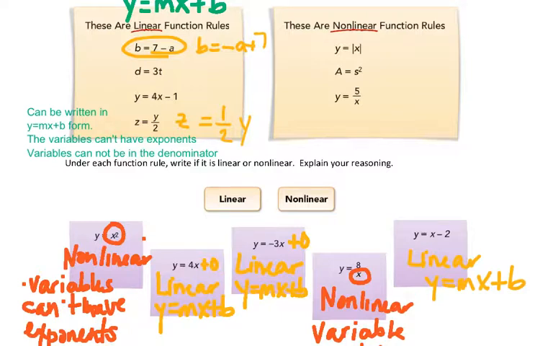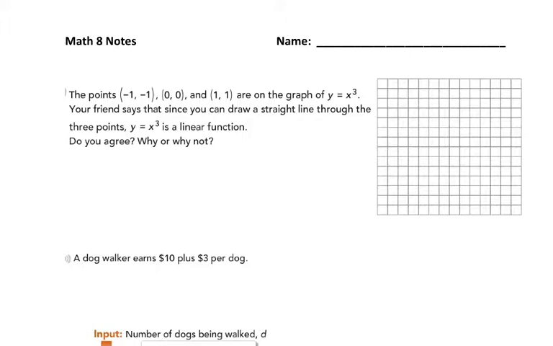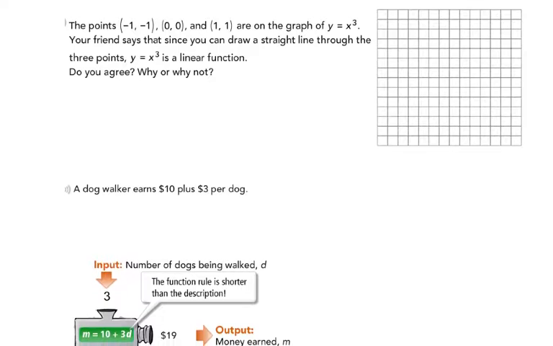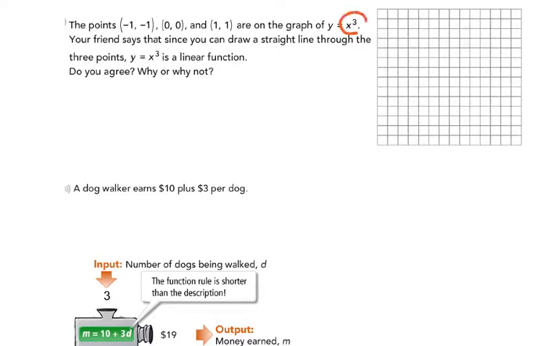Alright, let's go ahead and move on to the third page of our notes. And this one says the points -1, -1, 0, 0, and 1, 1 are on the graph of y equals x cubed. Your friend says since you can draw a straight line through the 3 points, y equals x cubed is a linear function. Do you agree? Why or why not? So first of all, you're going to look at our notes and notice that we cannot have an exponent with our variable. So I disagree. Variables can't have exponents.